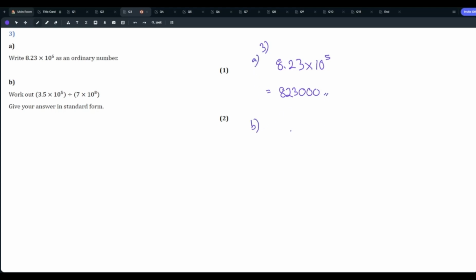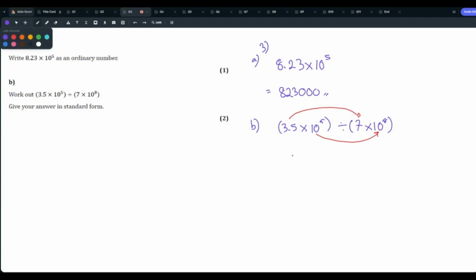Part B, we have 2 sets of standard form and we're going to divide. So just going to write this out first. Now when you're dividing, or multiplying, what we are aiming to do is divide the 3.5 by the 7 and the 10 to the power of 5 by the 10 to the power of 8. Okay, let's start off with 3.5 divided by 7. Well, this will just be 0.5.